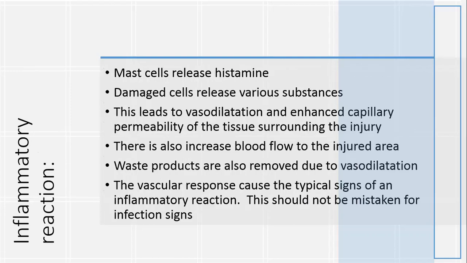So we spoke about the mast cells that are in the dermis, and these mast cells release histamine. Damaged cells will release various substances. All right, so now during hemostasis, we had vasoconstriction. Now we need vasodilatation and enhanced capillary permeability of the tissue surrounding the injury. Because we have all these cells being released that need to get to the damaged area, we need vasodilatation to increase the blood flow to the injured area. So waste products are also removed due to vasodilatation.